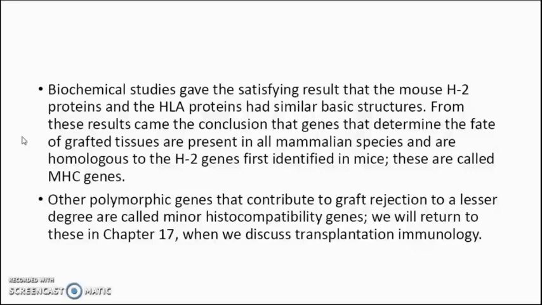Biochemical studies gave the satisfying result that the mouse H2 proteins and the human leukocyte antigen proteins had similar basic structure. From these results came the conclusion that genes that determine the fate of grafted tissue are present in all mammalian species and are homologous to the H2 genes first identified in mice. These are called MHC genes. Other polymorphic genes that contribute to graft rejection to a lesser degree are called minor histocompatibility genes.